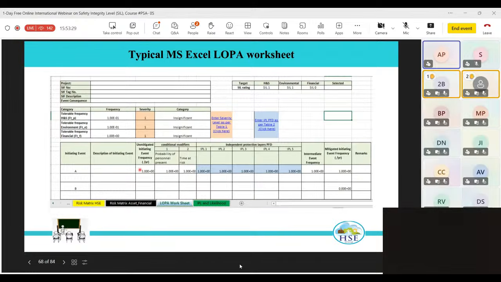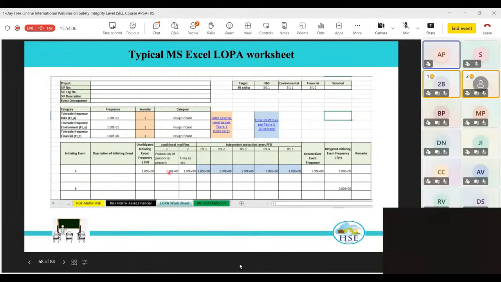Now, as per CCPS, the generic industry standard says that BPCS can fail once in 10 years. Okay. So 0.1 is the factor for BPCS. So you write 0.1 in this first column. Okay. And then subsequent is the conditional modifiers column. In our particular case, it is not applicable, but I will explain the usage of these.